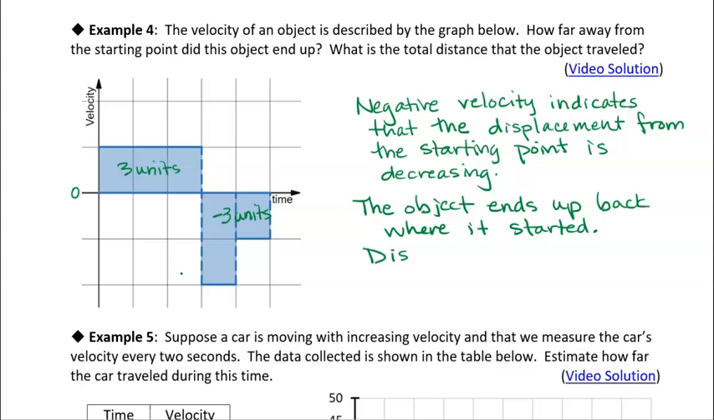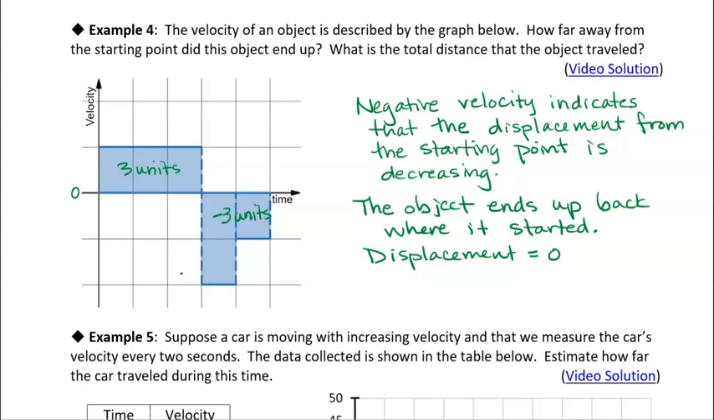Let me write that down. Displacement is equal to 0, right? The displacement is 0. We're back at where we started. Now, the other question is, what's the total distance that we traveled? Okay. So we went out and back, right? We went in the positive direction. We came back in the negative direction.